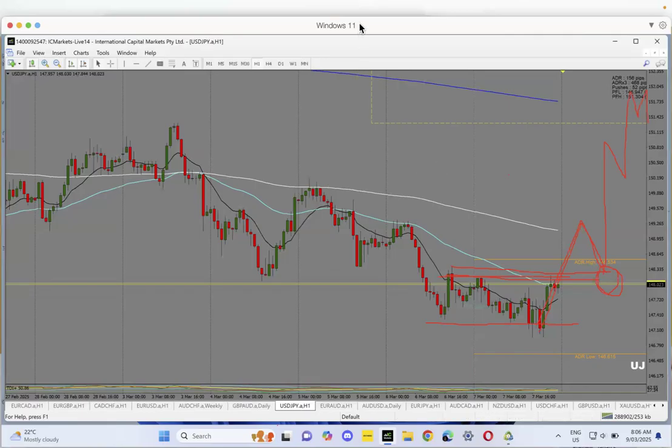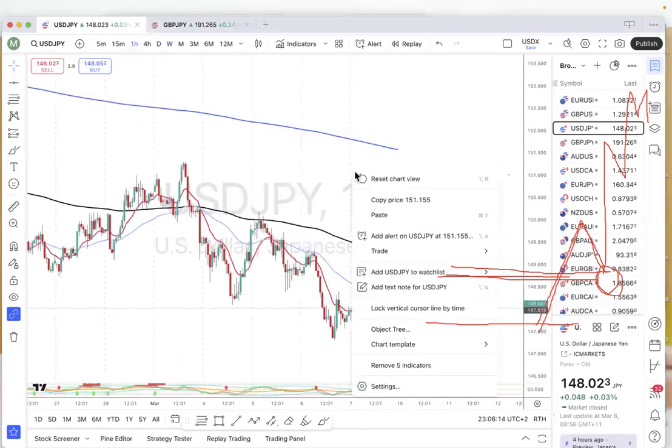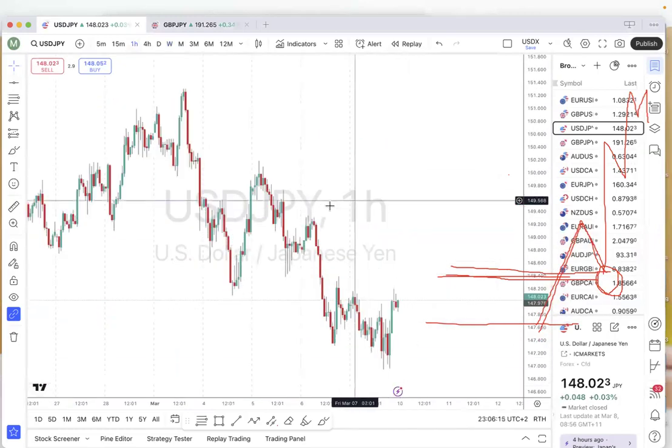I can't fault it. I did look at this pair because I've got a running position on it, so that was my expectation as well.